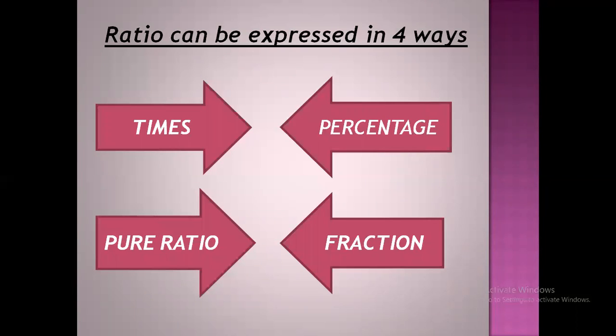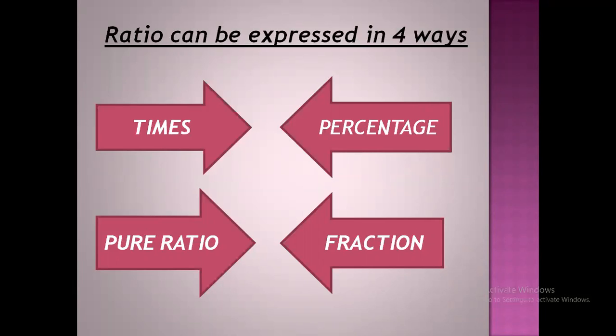Pure ratio. In this form, the relationship between two items is expressed in ratio. Suppose we are comparing current asset and current liability of the firm. Current assets are 2 lakh and the current liability is 1 lakh. That means ratio is 2:1. This is called pure ratio.